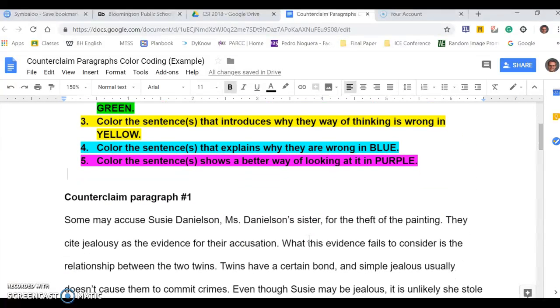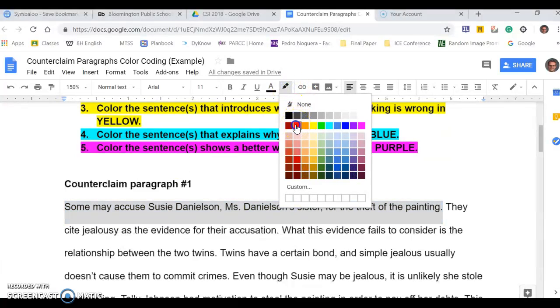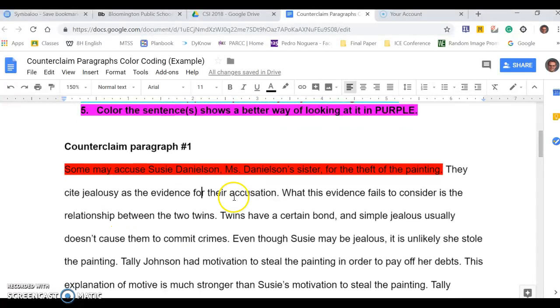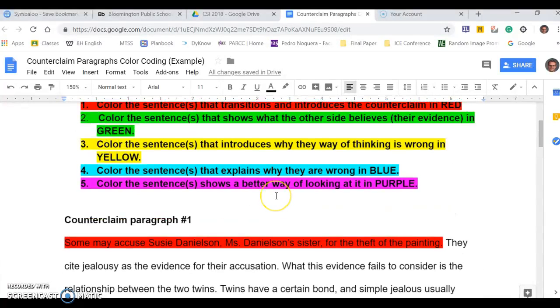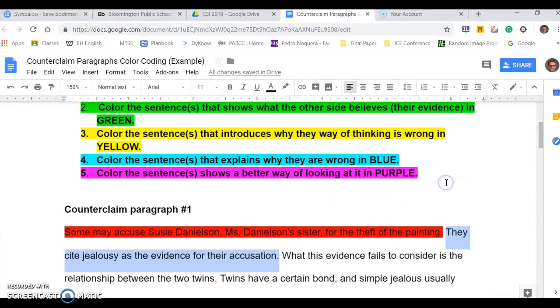So let's take a look at this first paragraph. I'm going to read the first sentence for you, and we'll decide what that's going to be. It says, some may accuse Susie Danielson, Miss Danielson's sister, for the theft of the painting. So looks like they're introducing this is their way of thinking that this is the person who committed the crime. I'm going to go ahead and highlight that sentence in red. Next one says, they cite jealousy as the evidence for their accusation. So you can see that is introducing that jealousy is the reason why, so that's their evidence. I'm going to go ahead and color that one in green.